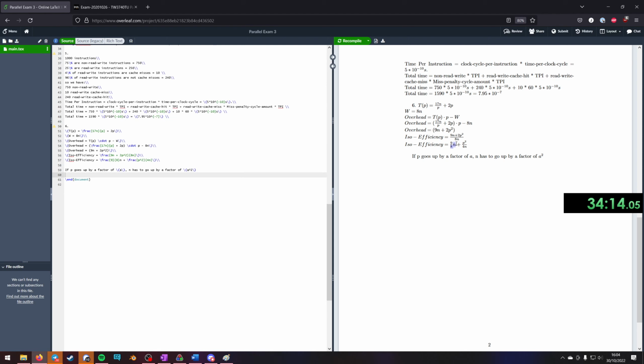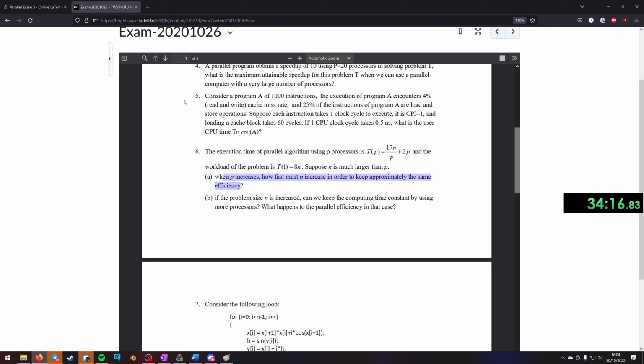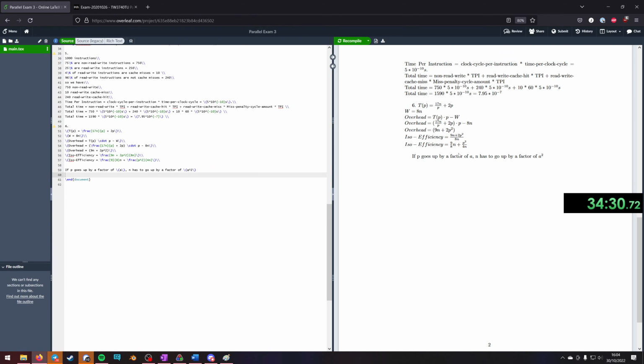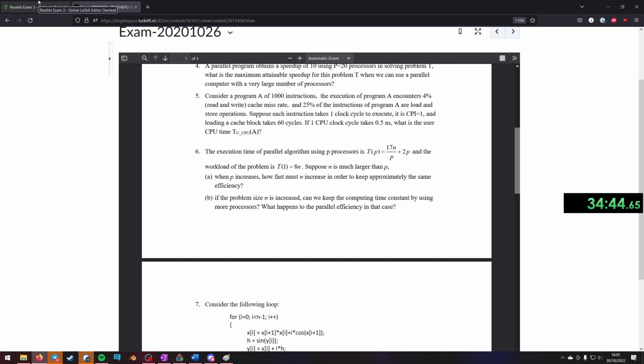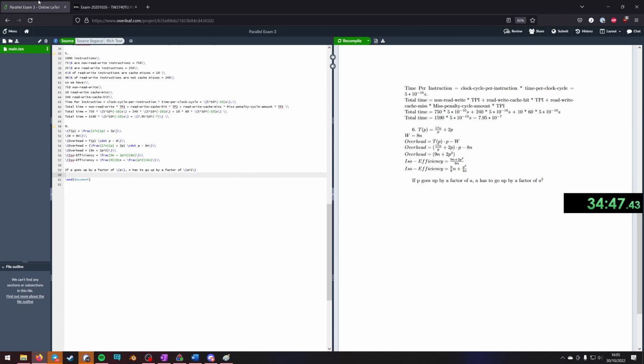Yeah, and that does mean that this will increase, but if n increases, can I keep constant time? So n is much larger than p. Can I keep computing time constant by using more processors? So n goes up. What is the question again? They say if n goes up, can we keep the computing time constant by making p go up? That's exactly the same question again, right?